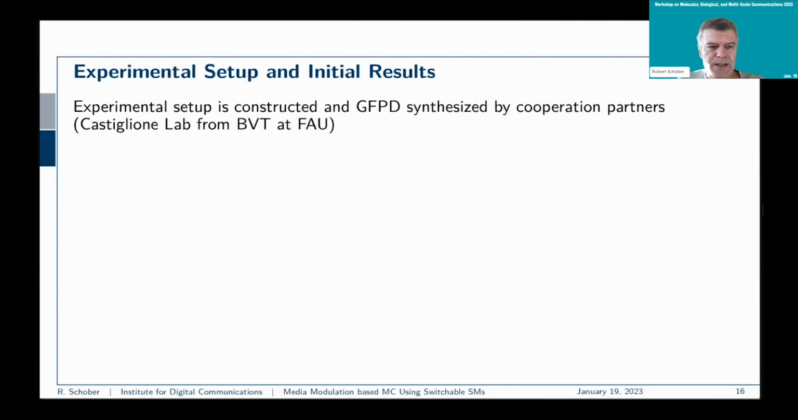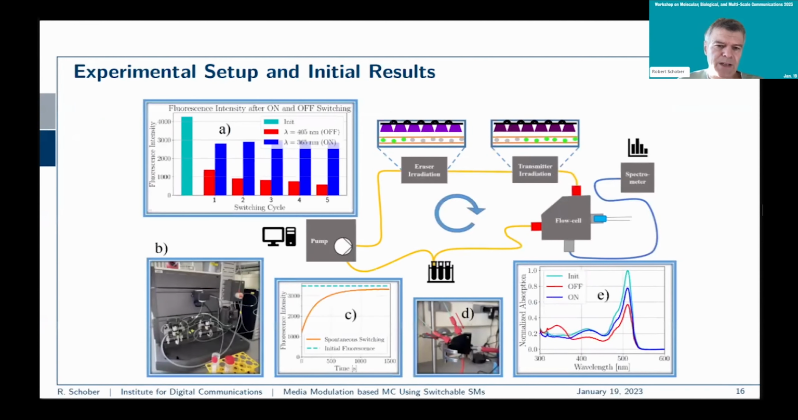Okay, so this was the theory. Now a few words about our experiments that we have just started. This is done in the lab of my colleague, Catherine Castiglione, and she's actually a biological and chemical engineer. And we have a joint project where we investigate both the theoretical and the practical implications of this media modulation. In particular, she has done first measurements with this Dreiklang GFP.